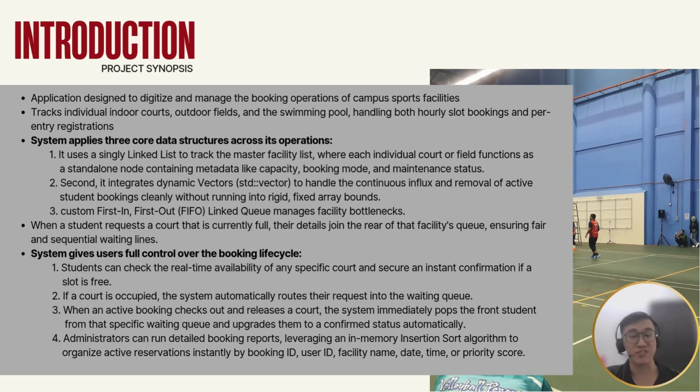Our mini project is to design and build an application that digitizes and manages the booking operations for campus sport facilities. To handle this, we apply three core data structures: a singly linked list to store static facility profiles, a dynamic vector to manage active student bookings smoothly, and a custom first in first out queue to organize waiting lines when the court is full. The system automates the booking life cycle.